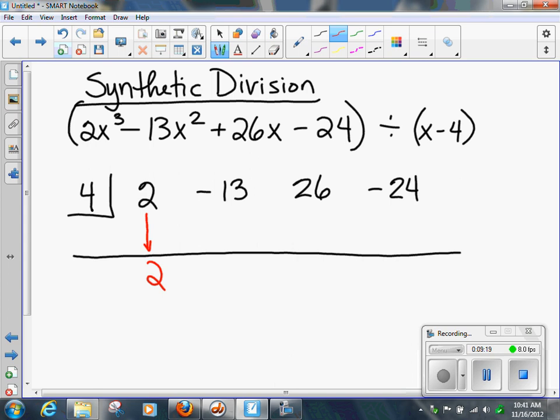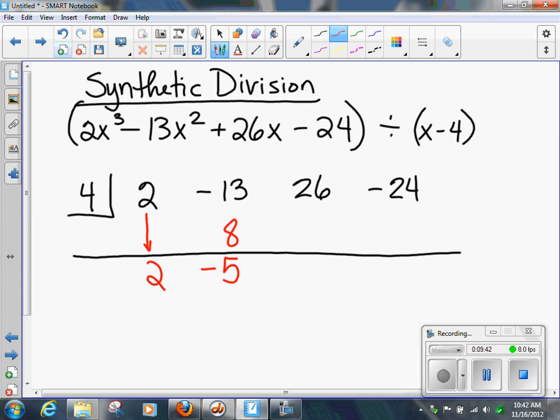And then, folks, you're going to multiply. Check this out. 4 times 2 is what? 8. Guess where it goes? 4 times 2 is 8. Add down your column. What's negative 13 plus 5? 8. Negative 5.